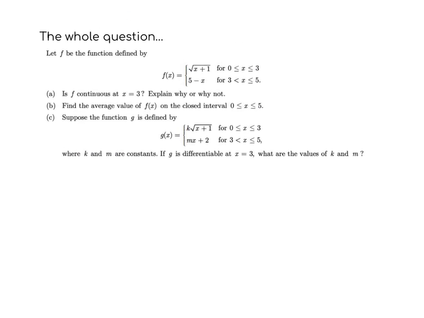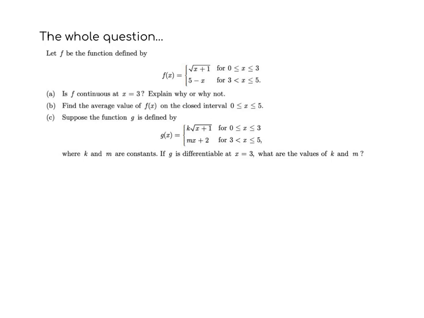So let's look at the whole question. We're given this piecewise function. Our first question is, are we continuous at 3? So in order for the function to be continuous at 3, that means that the limit from the left has to equal the limit from the right, which has to be the function value, as we discussed. So a little bit of arithmetic basically there, but we have to check the continuity piece.